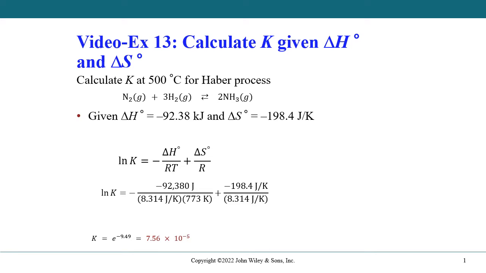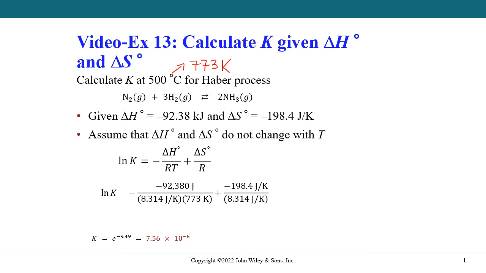Okay, this is a slightly more challenging problem where we're asked to calculate K, but here we're given delta H and delta S. Okay, so here we have the Haber process again at 500 degrees C. Remember that we had to convert to Kelvin, so this becomes 773 Kelvin. And we're given the delta H and the delta S values.